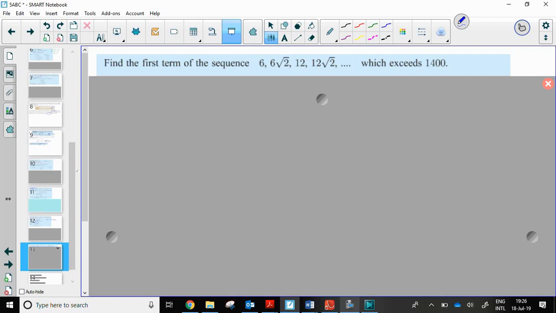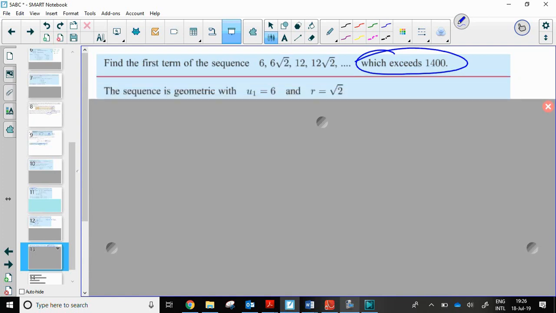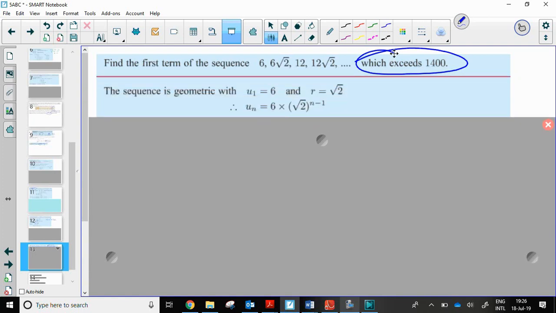And then problems like this are actually pretty common, this whole idea of finding something that exceeds a particular value. So we've got a sequence which, I don't know, we're left to figure out what type of sequence it is. Hopefully it's pretty obvious that it's geometric. We're multiplying by the square root of 2 each time.